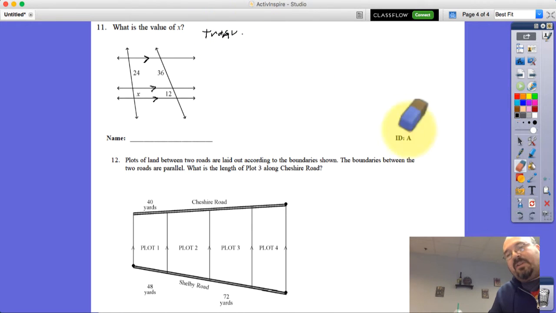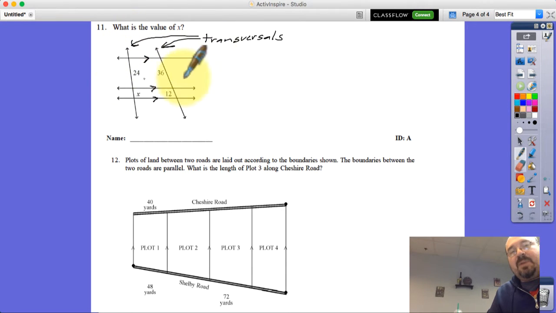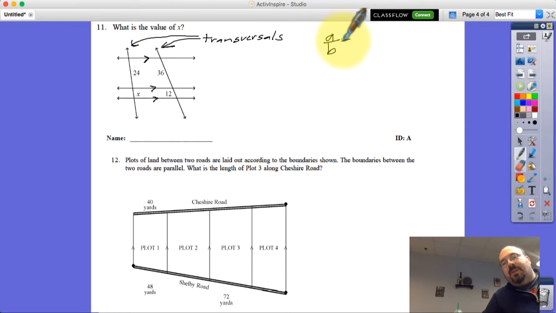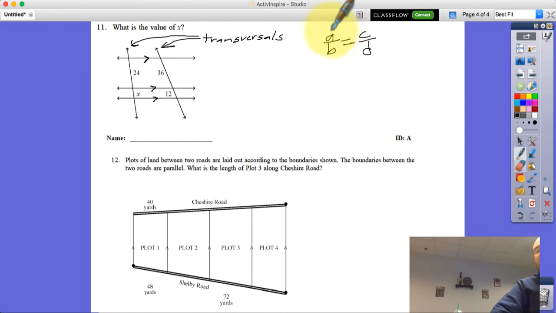transversals, and it doesn't really matter if you know the name. So these are both transversals. They are cutting my 3 parallel lines here. When that happens, the numbers that you get should all be proportional. So in other words, I should be able to set them up in a fraction. This is a proportion. A over B equals C over D. That's a proportion. And you can solve it by cross multiplying.